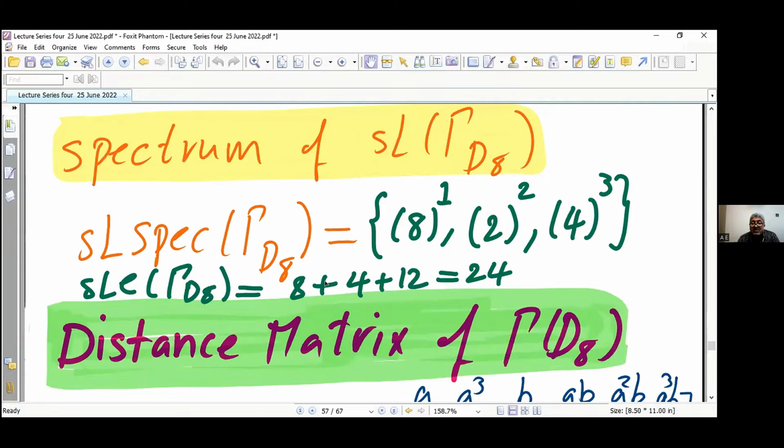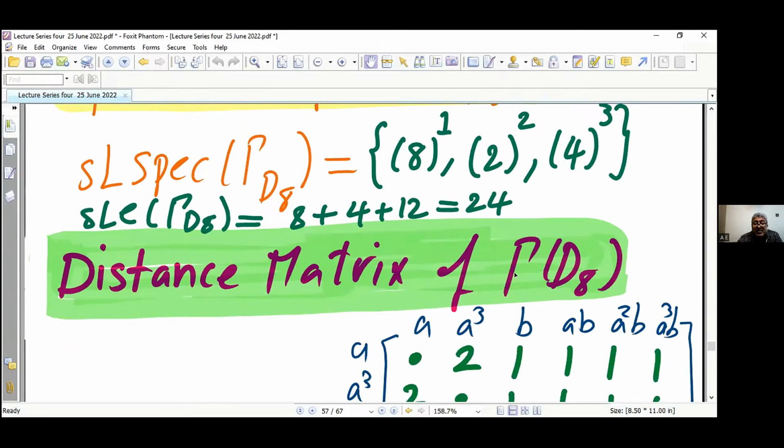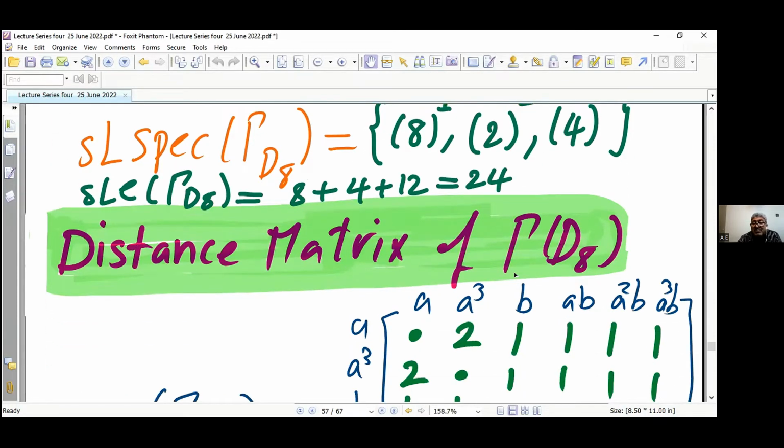Now for the energy, we have again 24. We have 8 times 1 is 8, 2 times 2 is 4, and 3 times 4 is 12. So 8 plus 4 plus 12 is 24. That's the signless Laplacian energy of the graph. Now, how about the distance matrix?